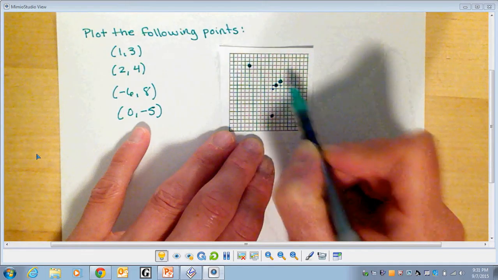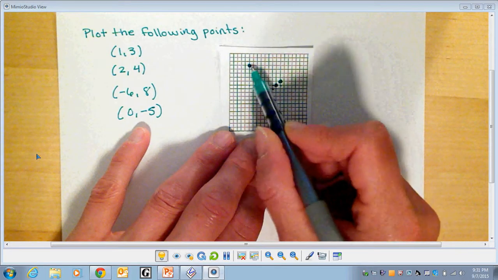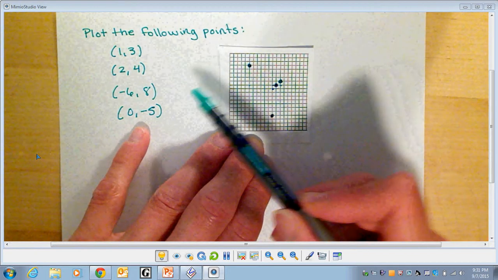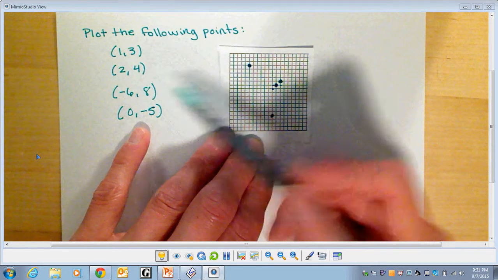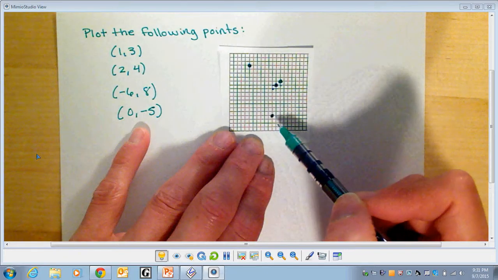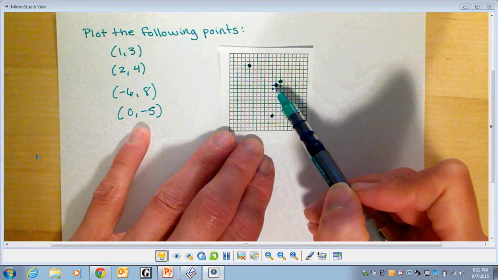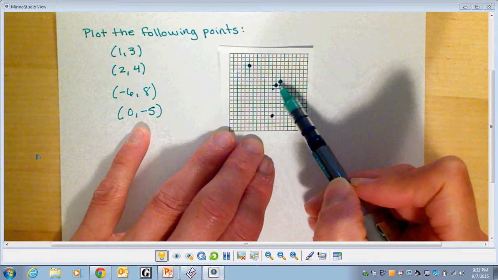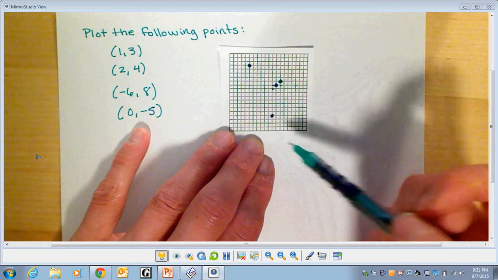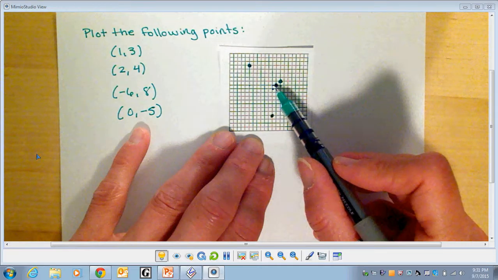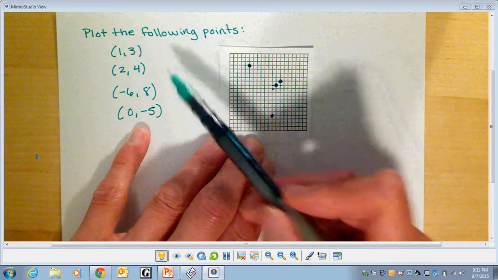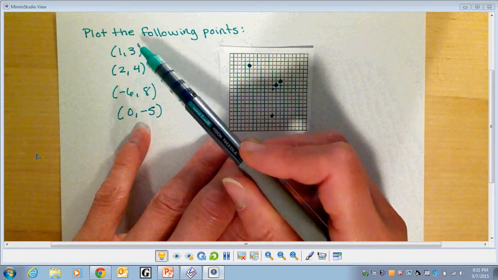Okay, so why was this so hard? If you noticed, for me to figure out all these points on this graph paper, I had to figure out where they were relative to the other points. I had to pick a point and say, okay, that's where I'm going to start from. And then I had to decide where this point was relative to that point.